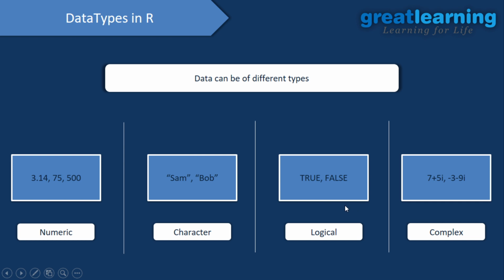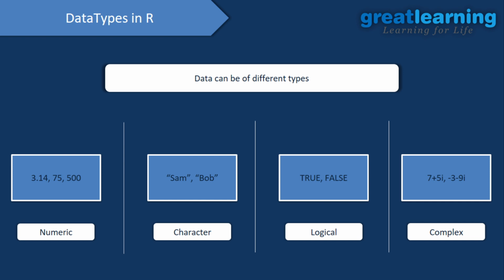Then you have your logical values which are true and false, and then you finally have your complex values. So 7 plus 5i, minus 3 minus 9i, all of these are complex values. So over here 7 would be the real part and 5 would be the imaginary part. So on the left side of the plus symbol you've got your real part, and whatever accompanies this i, that is known as the imaginary part over here. So in a complex number you would have your real part and then you have your imaginary part. So these are the types of data in R.